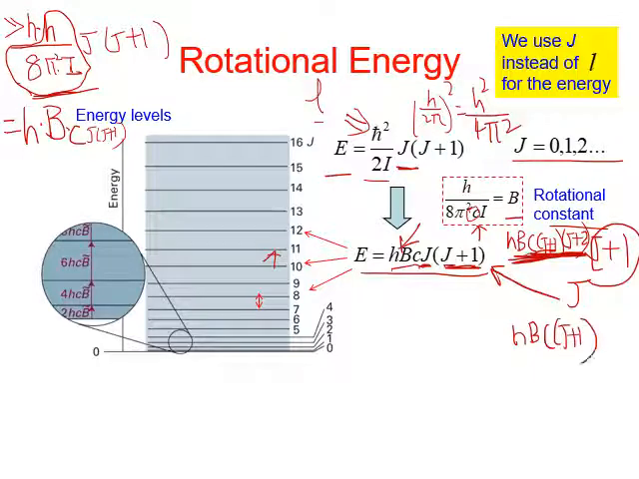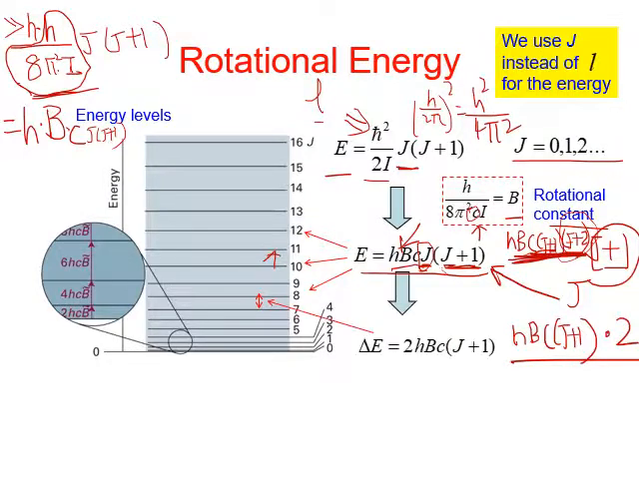And then the energy at the J plus 1 level, you have J plus 2, and at the level J, you have a J here. So J plus 2 minus J equals 2. So that's the energy separation between energy level J to J plus 1. In general, the delta E is 2hBc times J plus 1.